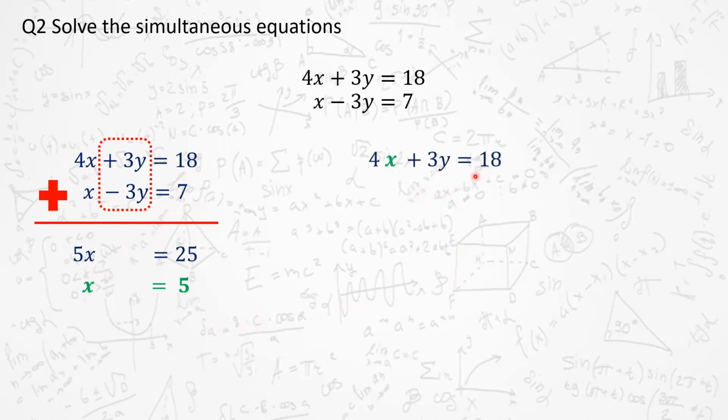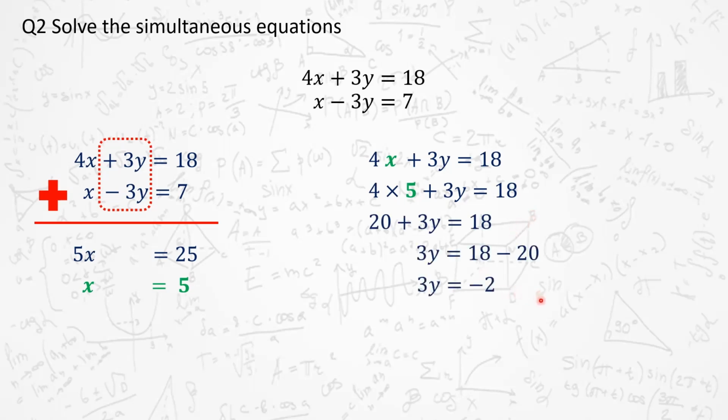For 4x plus 3y, I pick the top equation because there's no negative sign. It seems to be the easier option. So substitute x equals 5. I have 4 times 5 plus 3y equals 18. 20 plus 3y equals 18. So 3y equals 18 minus 20, which is minus 2. y equals minus 2 over 3. So my overall answer is x equals 5 and y equals minus 2 over 3. This is our question 2.